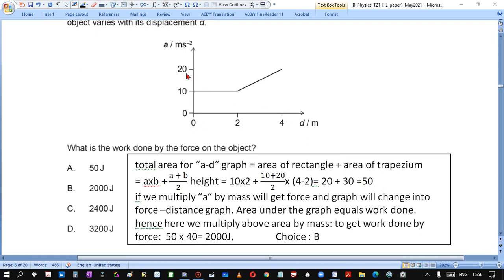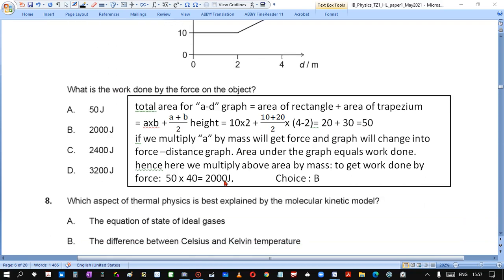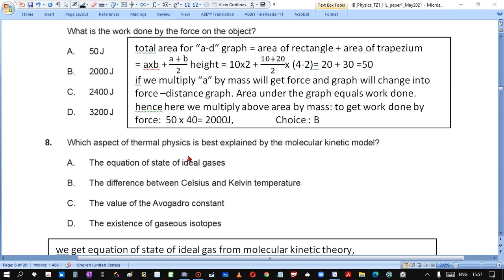Now imagine that we multiply a by mass, and we get a force-distance graph and area. We know that the area under a force-distance graph is work done. So we simply multiply our result for acceleration by mass to get the area under the force-distance graph. So it is 2000, choice B. Question 8.